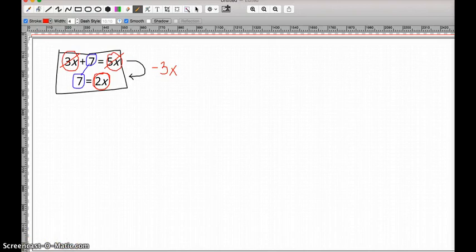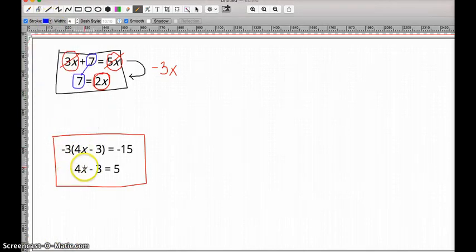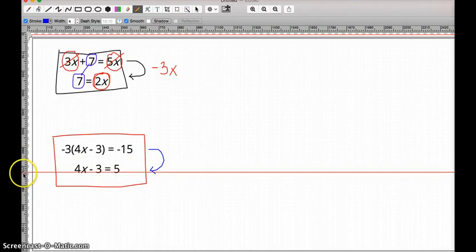Okay, let's look at the next card. All right, here's our next card. I outlined it in red for us. We have negative 3 times 4x minus 3 equals negative 15. And that changed into 4x minus 3 equals 5. Okay, so what happened between this first equation and this second equation? What happened to change this one to this one?